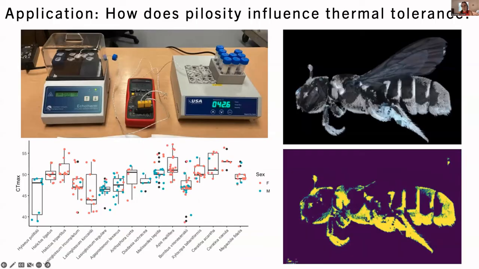So ultimately, I'm hoping that this tool will help us to answer questions about the functional significance of pilosity by linking it to some thermal tolerance data that I've been collecting to see how hairiness impacts heat and cold tolerance across bee species, and whether this could even explain some broader biogeographic trends in the distribution of pilosity.